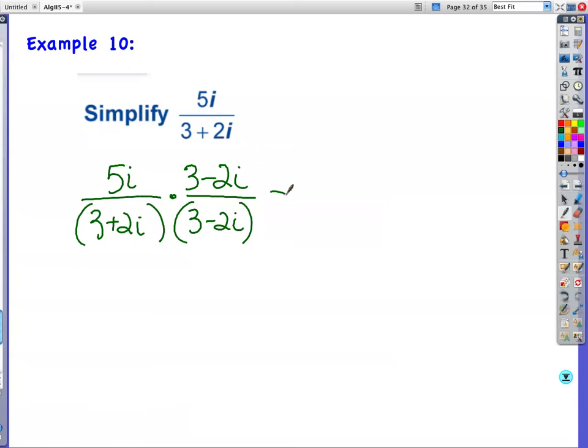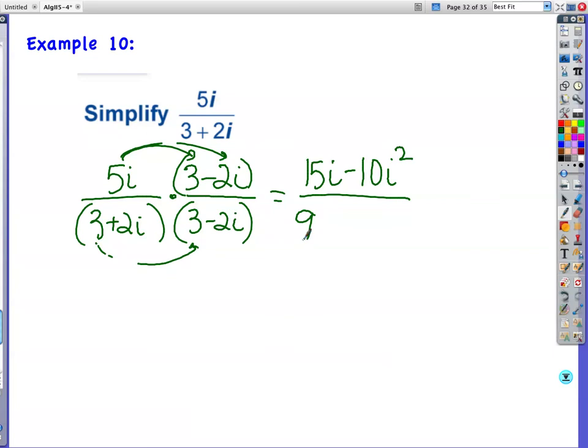Okay, now when I take the top times the top and the bottom times the bottom, 5i times 3 is 15i. 5i times negative 2i is negative 10i squared. Now in the denominator, I got this complex stuff because it looks complex. 3 times 3 is 9. 3 times negative 2i is negative 6i. 2i times 3 is 6i. And 2i times negative 2i is negative 4i squared. Now it looks even more complex, but is it?